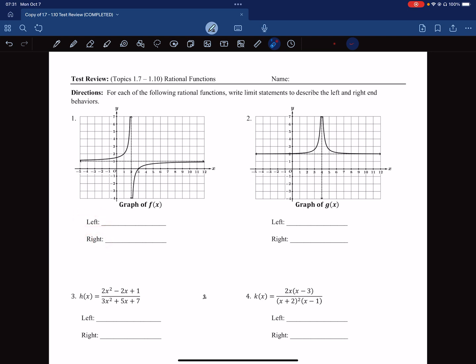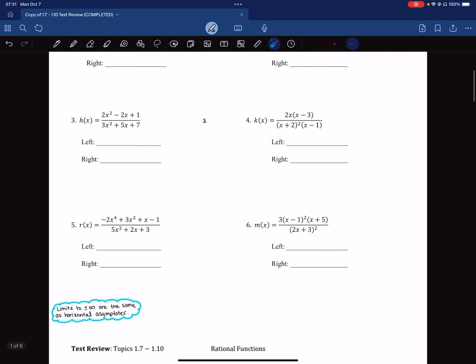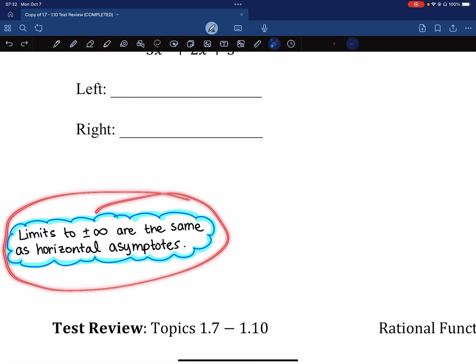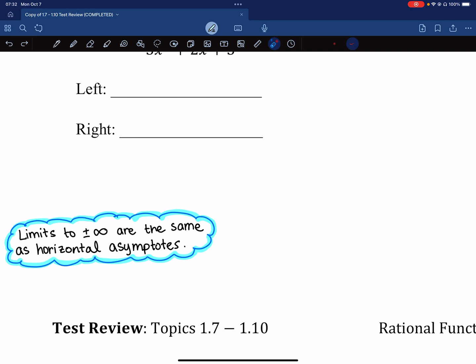Okay. I don't have any doubt that you're good with numbers 1 and 2, but I wanted to look more at these questions down here. Remember that limits to positive and negative infinity are the same thing as horizontal asymptotes. So this right here is important. If it's asking you about the left and right end behavior, then it's asking for the horizontal asymptote.